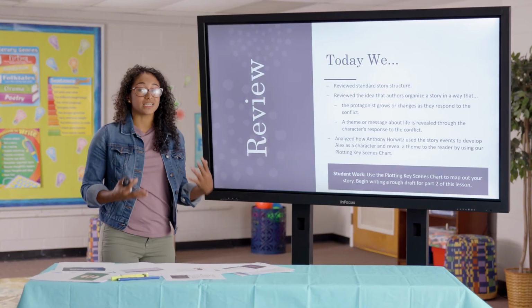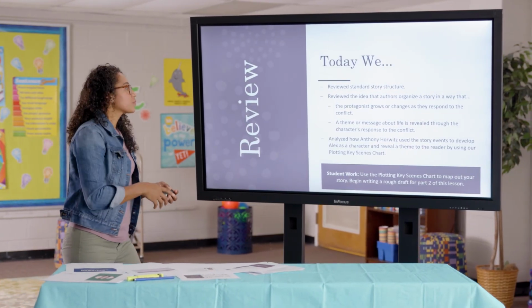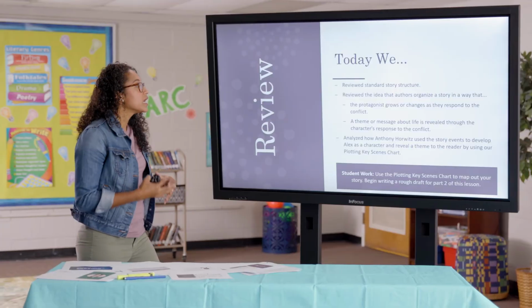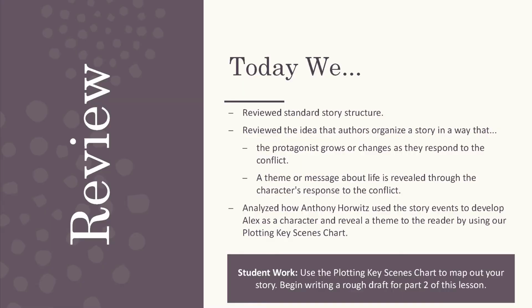So let's review what we did today. We reviewed standard story structure. That was that plot diagram. We reviewed the idea that authors organize a story in a way that the protagonist grows and changes throughout the story, and in a way that a theme or message about life is revealed through the character's response to the conflict. We also analyzed how Anthony Horowitz used the story events to develop Alex as a character and reveal a theme to the reader by the end using our plotting our key scenes chart.